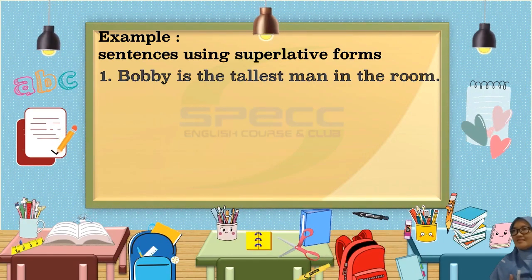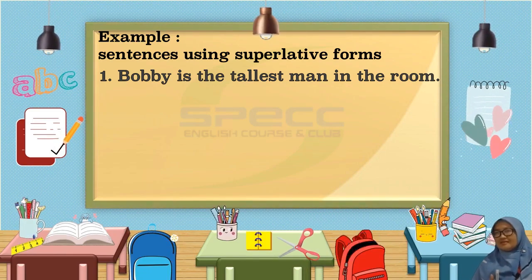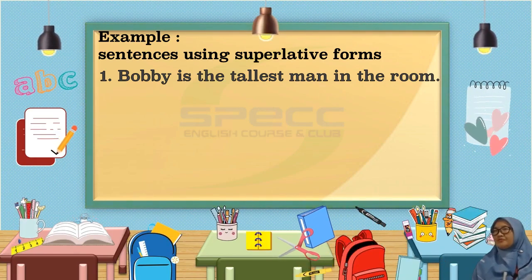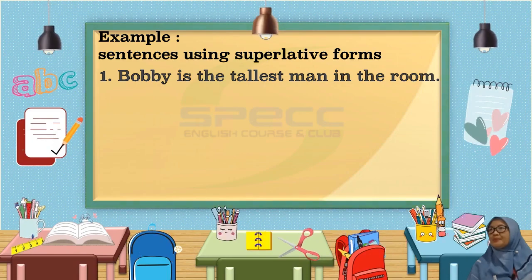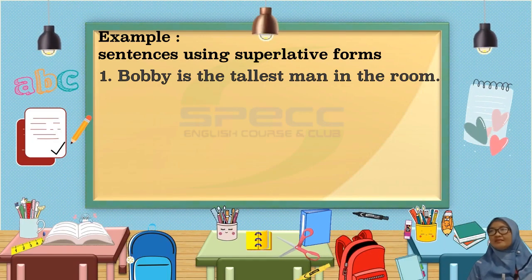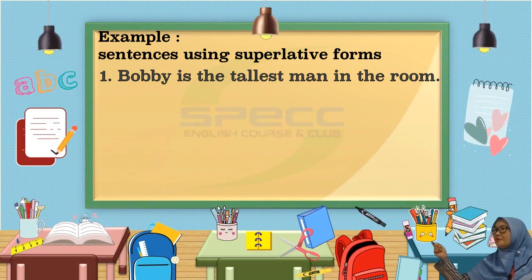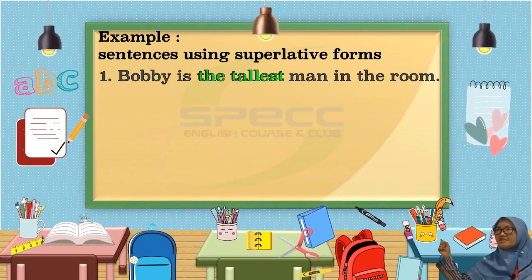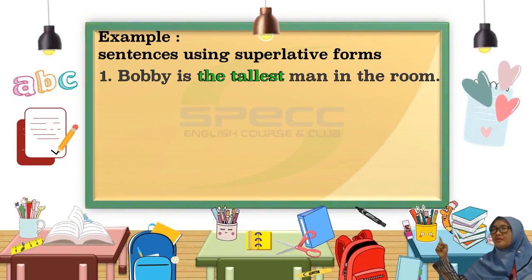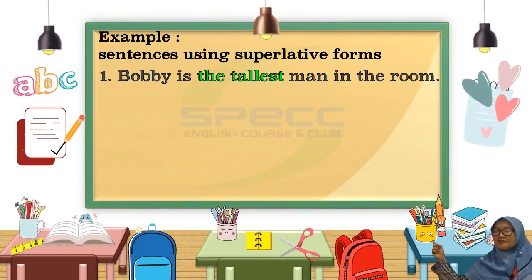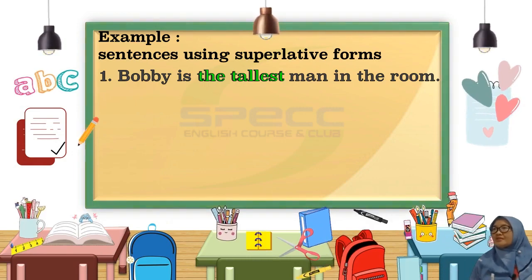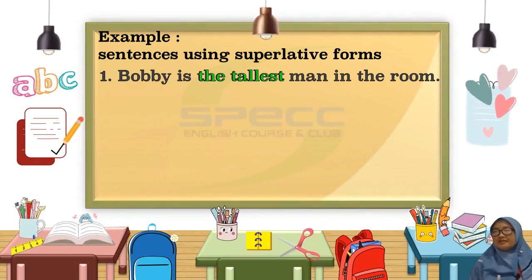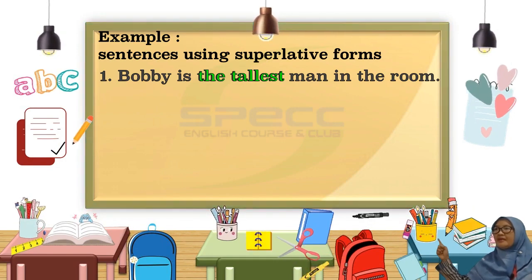Okay, now let's see the example in sentences, using the superlative form. Number 1: Bobby is the tallest man in the room. So here we have the tallest. Tall consists of 1 syllable, so we have the tallest. Pay attention: for the superlative form, we use the before the adjective. The tallest man in the room.